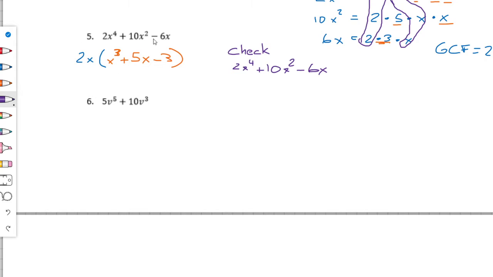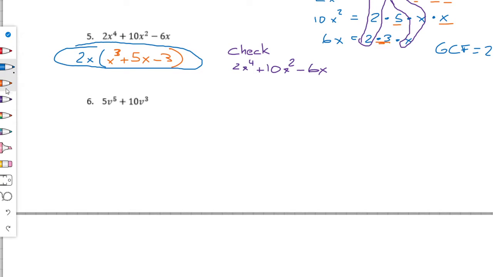So does that match up? It does, so that means we did it right for factoring out the greatest common factor. So again, this was just a check. We're just making sure that this still simplifies out to what we originally had, and we are good to go. So I'm going to circle that. So this is our answer.